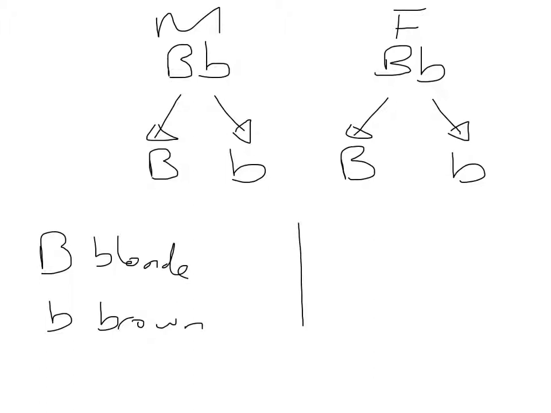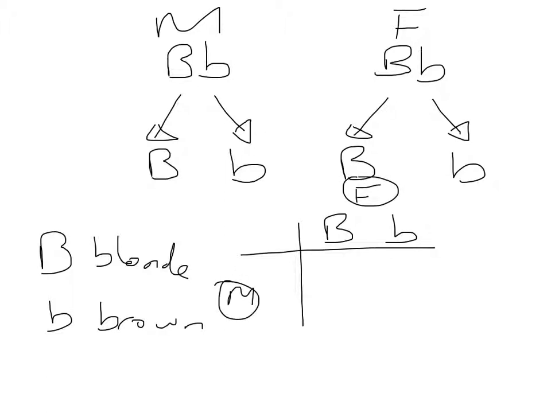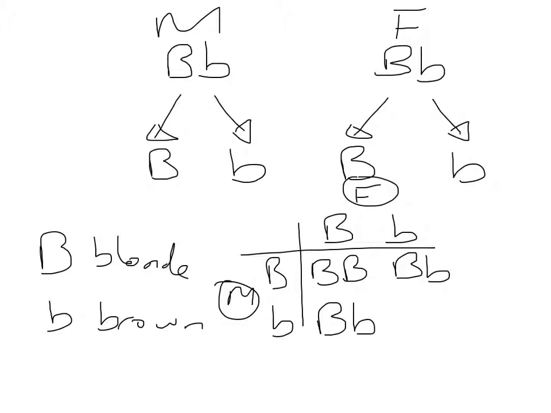Combine the two together in a Punnett square diagram. So we've got the father's there and the mother's there. Let's see the combinations that can occur. So we've got big B, big B, little b, big B, little b, and little b, little b. So what will the phenotypes be? What will the offspring actually look like? What colour hair will they have?